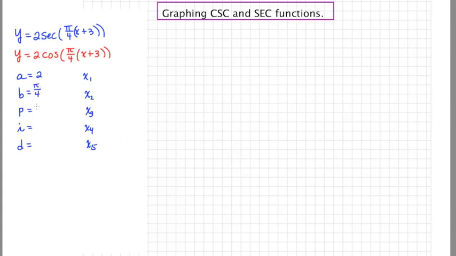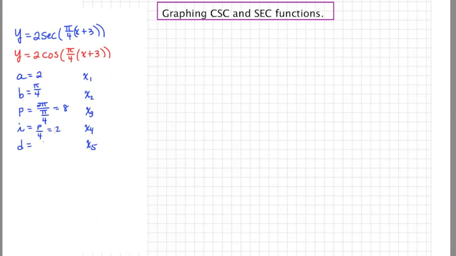The formula for period is 2 pi over b. So in this case, it's going to be 2 pi over pi over 4. Dividing by a fraction is the same as multiplying by the reciprocal. So that's going to be 2 pi times 4 over pi. The pi's cancel out and it leaves you with 8. The increment is the period divided by 4. If we take the period and divide it by 4, 8 over 4 leaves us with 2.